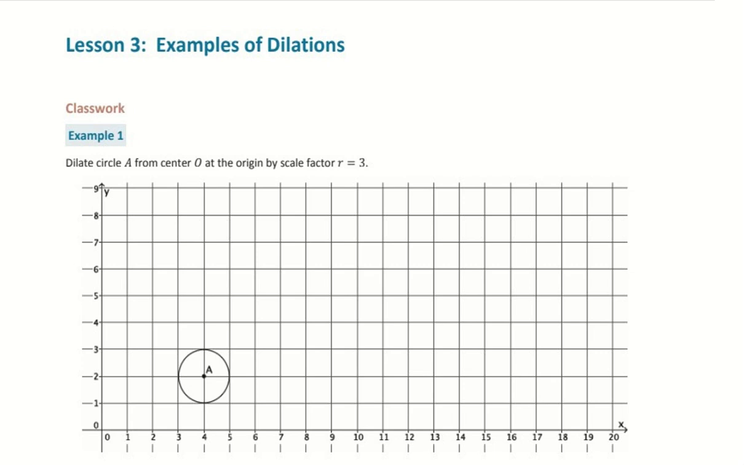Alright, so today we're talking dilations. We know that we need two things for dilations: a distance and a direction. It says dilate circle A from center 0. So "from" is my first indicator. That's my direction. From here, right here, by the origin, by a scale factor of r equals 3.